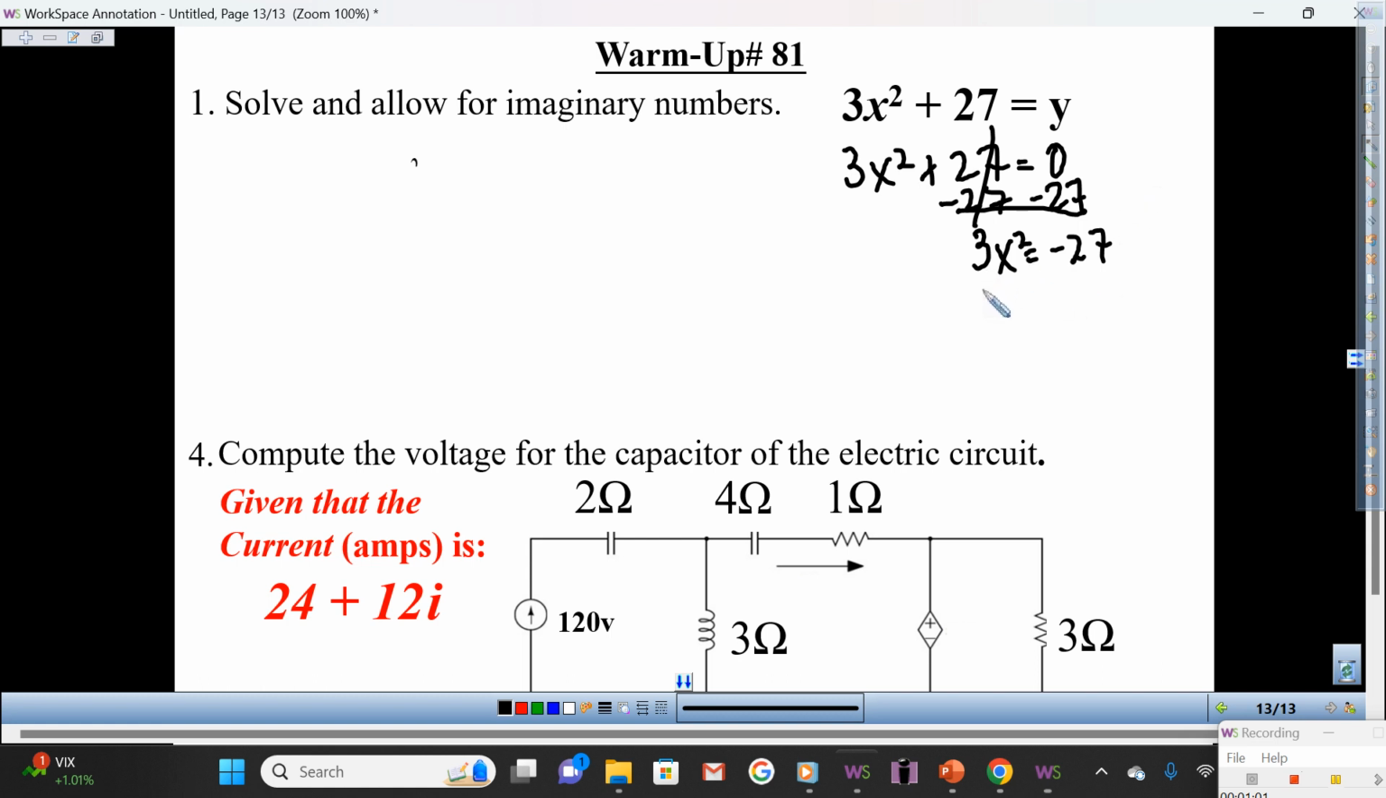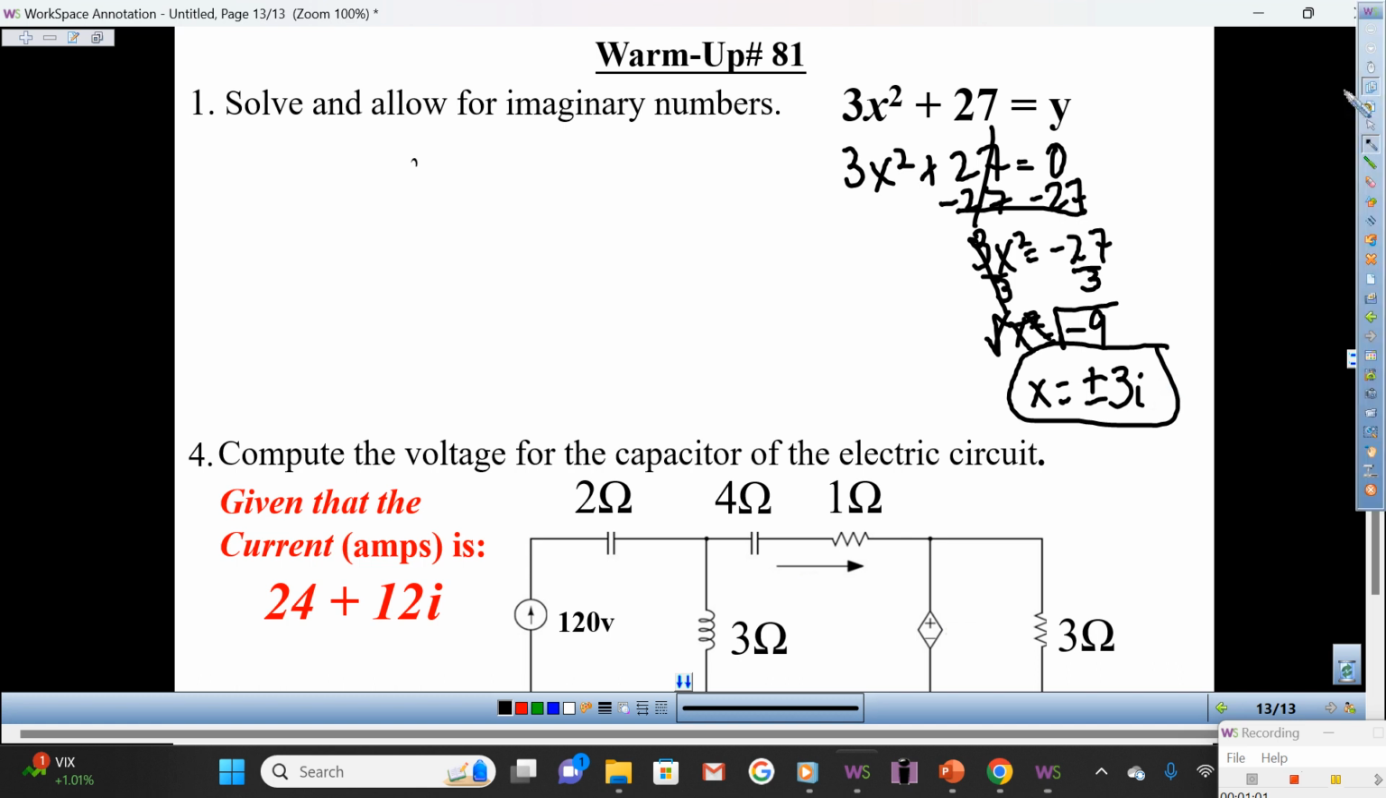And you said what? Divide by 3. Divide by 3. X squared equals negative 9. Square root it. X equals plus minus 3i. Hands, if you got that? That is correct.